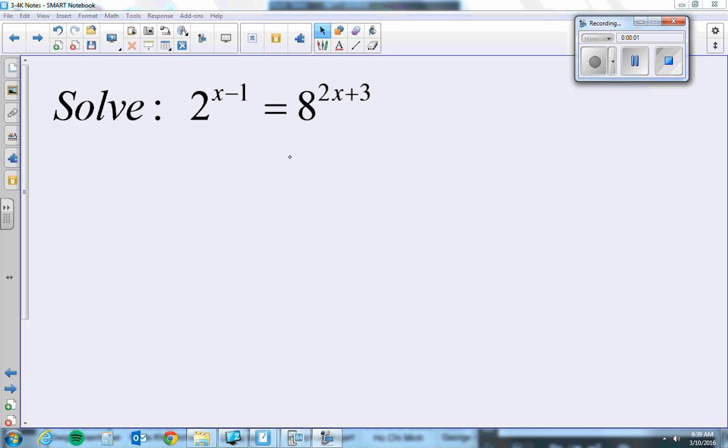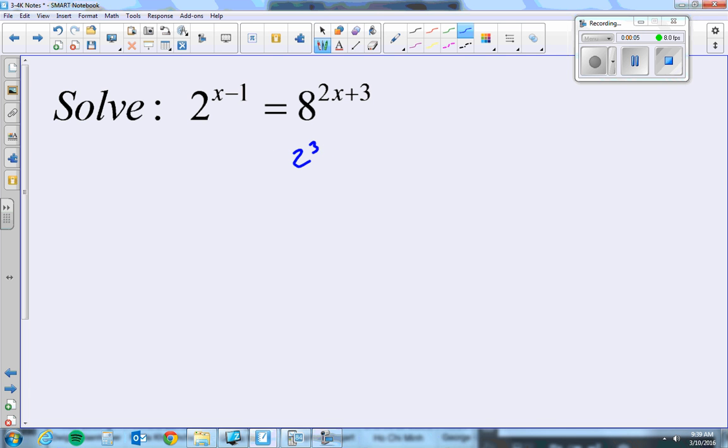8 is a power of 2. So let's just do this one first. So the 8 becomes 2 to the power 3. And then you multiply exponents, the exponent becomes 6x plus 9. Bring this side down over here. Once you have two power forms with the same base, then you just set the exponents equal to each other, and it's easy.